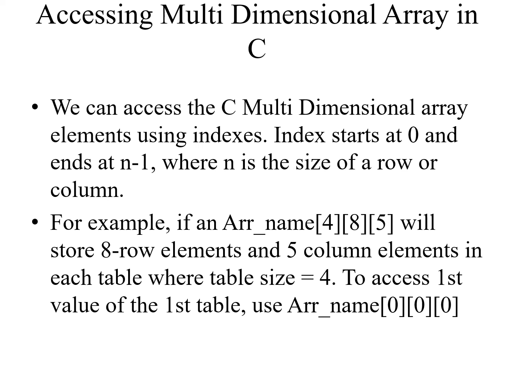Now see accessing the multi-dimensional array. A multi-dimensional array can be accessed with the help of the index. The index starts with 0 and ends with n minus 1, where n is the size of the row or column. For example, the array is [4][8][5]: 8 rows with 5 columns and the table size of the array is 4. And we access each element of the array by using the subscript values.